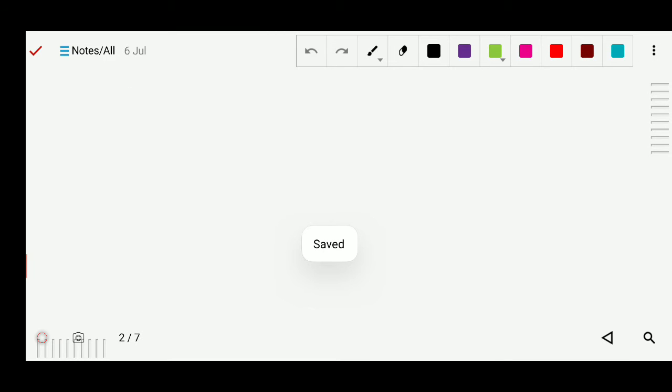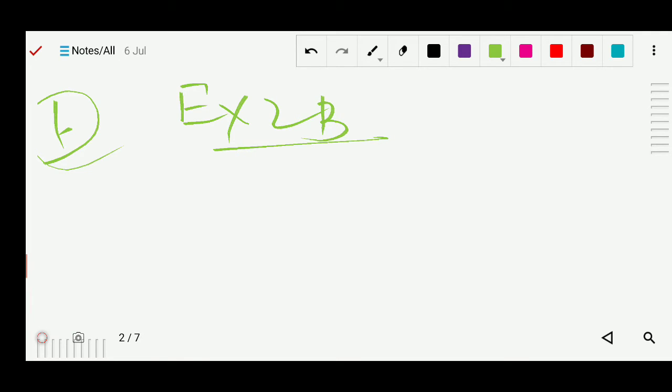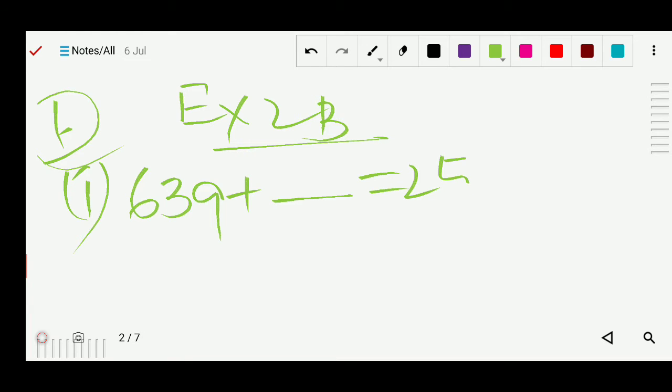So take out exercise 2b, all of you, and we will solve some questions from here. The first question we are going to solve is exercise 2b number 1: 639 plus dash equals 256 plus 639. You have to solve it. How will you solve?